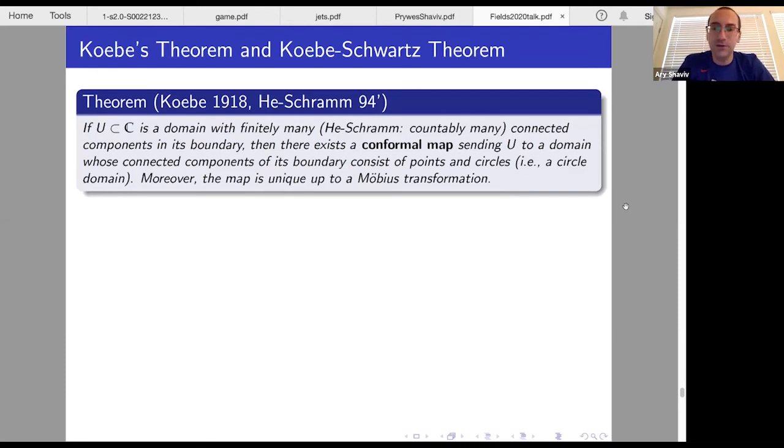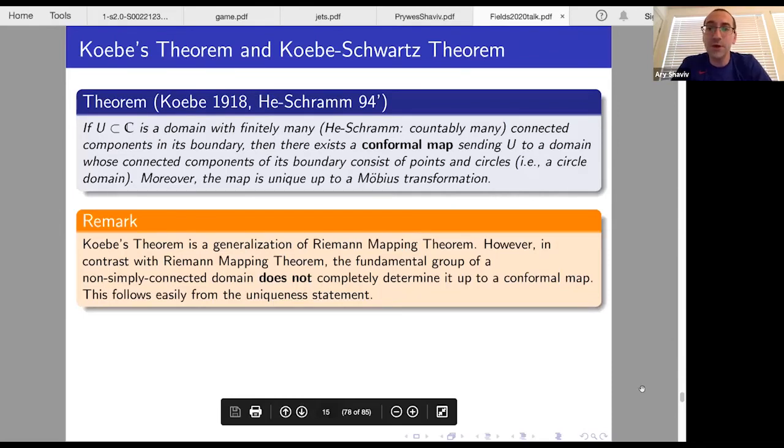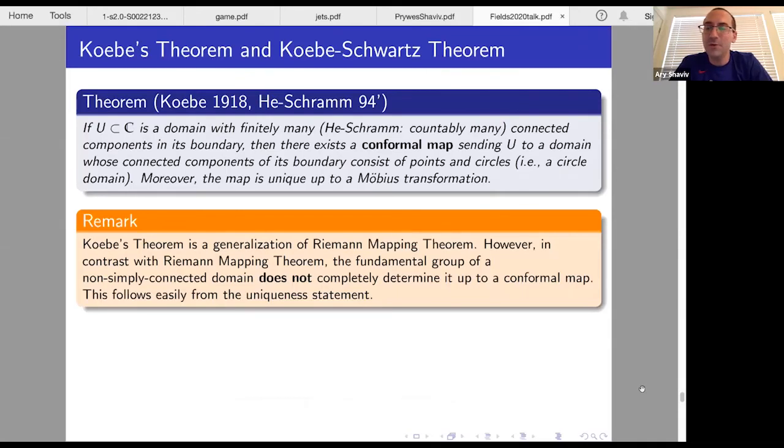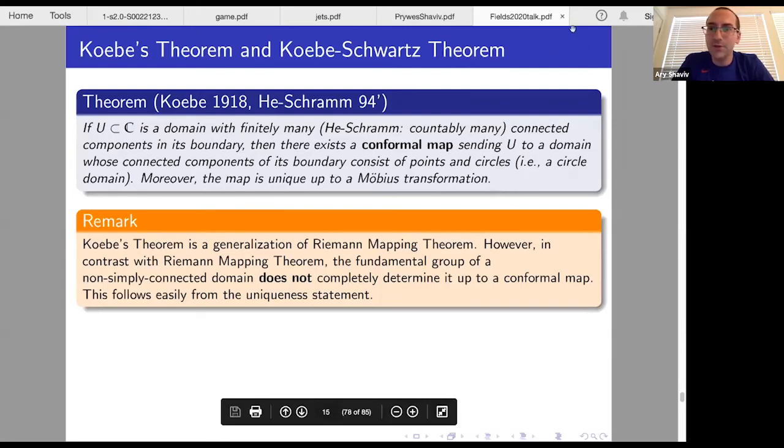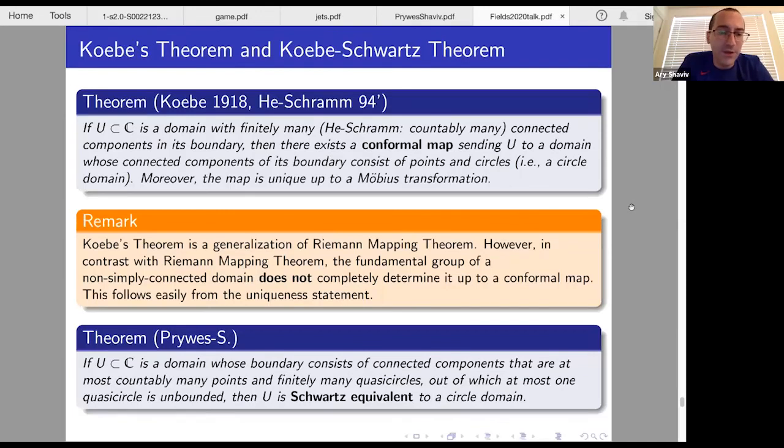Note that this theorem is a generalization of Riemann's mapping theorem, right? Because if you have a simply connected domain, it must be conformally equivalent to a disk, and in particular to the unit disk. But note that in contrast with Riemann's mapping theorem, here the fundamental group does not completely determine the domain. Let me skip on this, but just tell you our theorem.